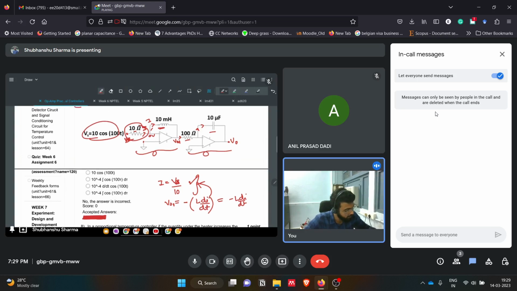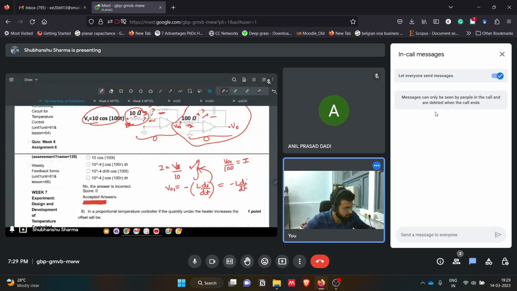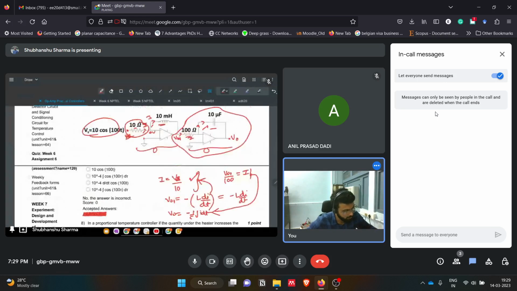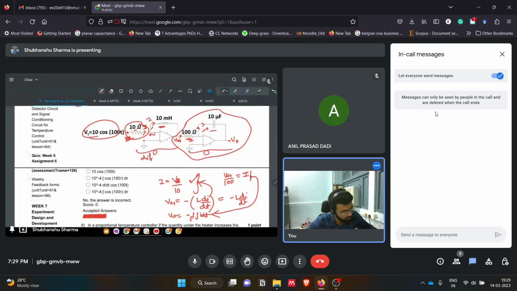Another thing: now we separately think of the second circuit. What will this current be? It will be V naught one by 100. That is the current here, and this current is being fed to the capacitor. What will V naught be now? It will be minus 1 by C times the integral of I dt. So in this case, we will have to integrate this thing. So this first stage is acting as a differentiator, and this second stage is acting as an integrator.